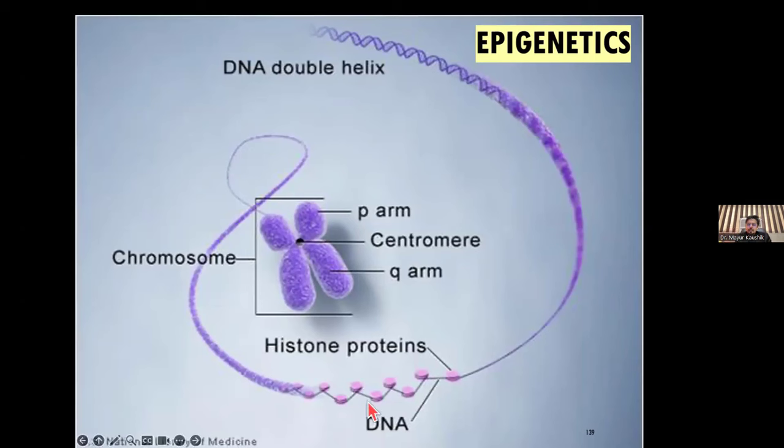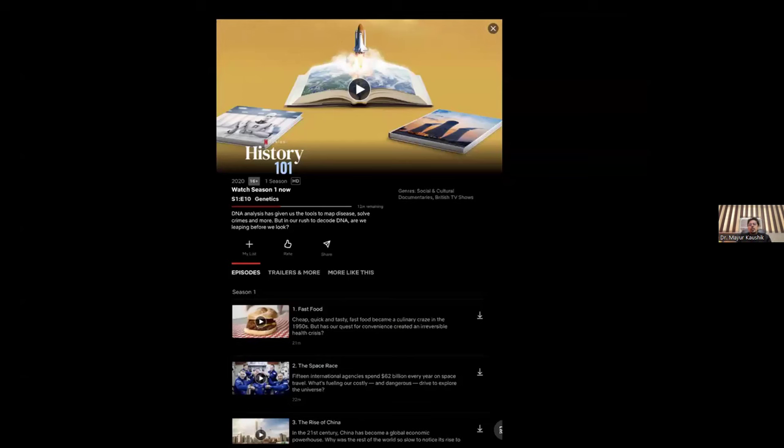But DNA, this thread, is coiled around histone proteins. So any diseases which are associated with histone proteins, something going wrong, which are present inside the chromosome only, that is known as epigenetics. That is again a short note, phosphorylation, etc., of histone proteins. So anything going wrong with histone proteins is epigenetics. What are histone proteins? These are proteins around which the thread known as DNA is coiled together.